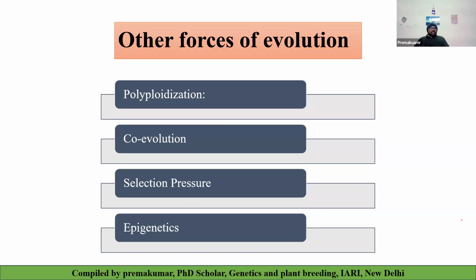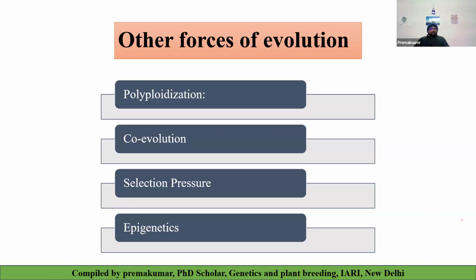Then selection pressure, we will discuss what selection pressure is. Selection pressure is also a typical example of virus or pest and host interaction. Then epigenetics. Then these things we will discuss.